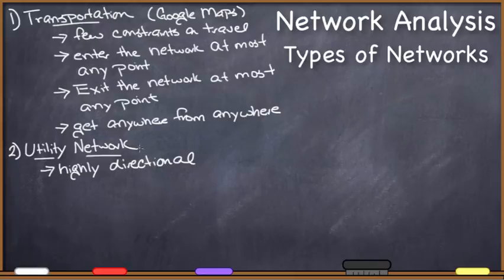As opposed to transportation networks, which have very few constraints on travel, a utility network is highly directional. If this is a network showing water pipes going from the water treatment plant to somebody's house, it's not true that there are very few constraints on travel along these pipes. These pipes are highly constrained, and the direction along these edges is highly constrained.